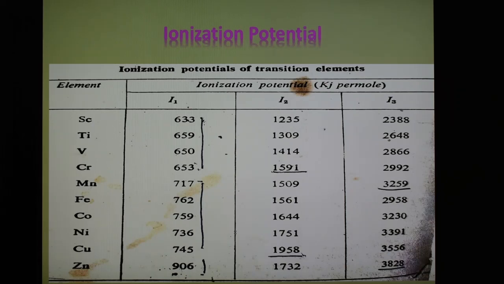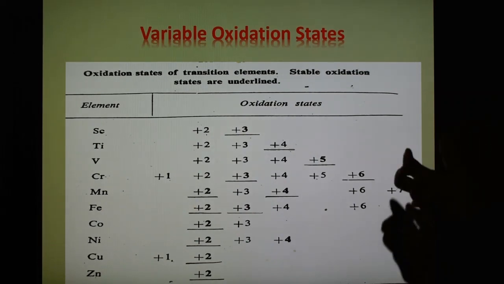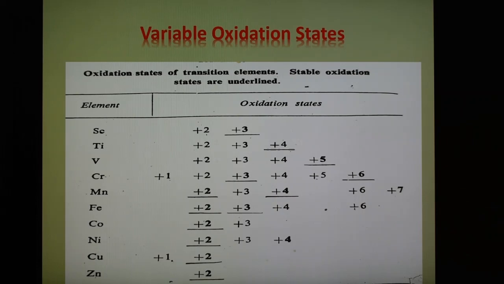And the last property that we are going to see, an important property, is that the first transition series elements show variable oxidation states. So what is an oxidation state? It is the tendency of an element to lose electrons or to gain electrons.